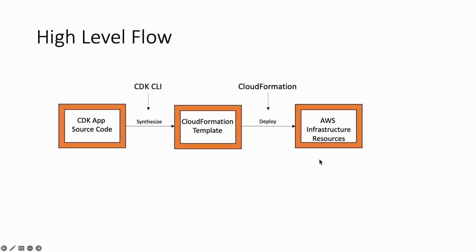Let's talk about the high-level flow when using CDK. So we're going to provision our infrastructure using our programming language of our choice. And then after that, we're going to use the CDK CLI to process it, and it would synthesize that code into a CloudFormation template. And then from there on, it's a standard CloudFormation service process where it takes the template and then creates AWS infrastructure resources out of the template.